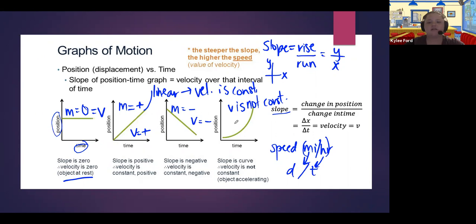When our velocity is not constant, and we'll see this in a little bit as well, the object or you are accelerating. So if our velocity is not constant, we have some kind of acceleration going on. We can't tell exactly what yet, but as we move on, we will understand it.